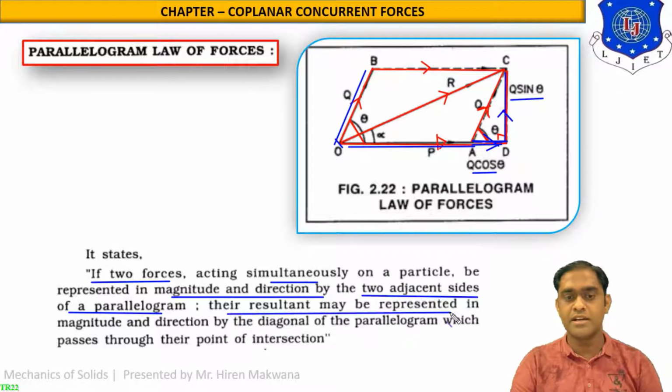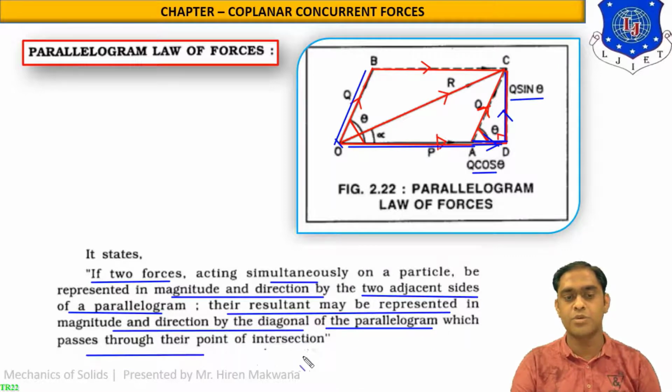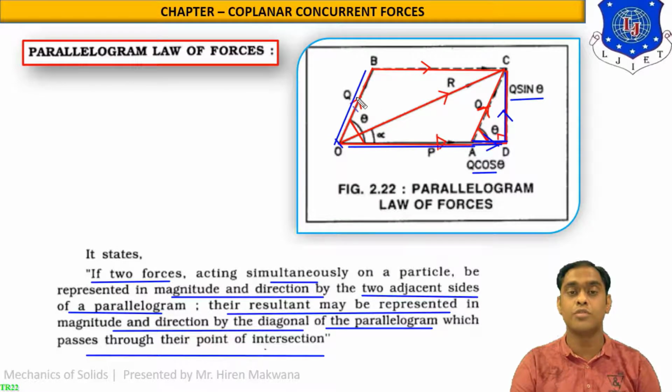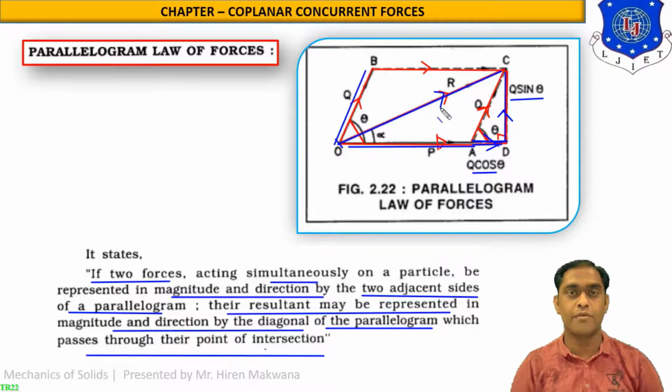Now the resultant may be represented in magnitude and direction by the diagonal of the parallelogram which passes through their point of intersection. Means point of intersection O is the intersection point of P and Q forces, and the diagonal is represented by the resultant force R. So this is the statement of the law of parallelogram of forces.